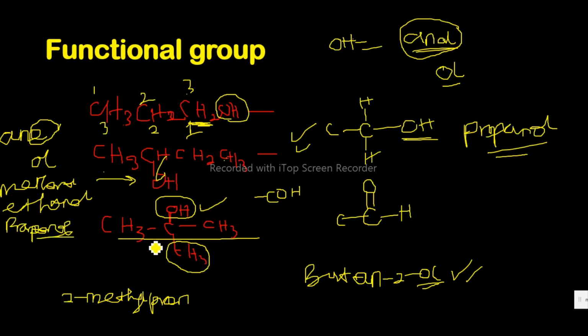So even here, it is propane. It is supposed to end in E, but because it has this functional group OH, we remove the E and put OL. But the functional group is on carbon number 2, so we indicate that by writing it here: hyphen, then 2, then OL. So basically, that's how you are supposed to name these ones.